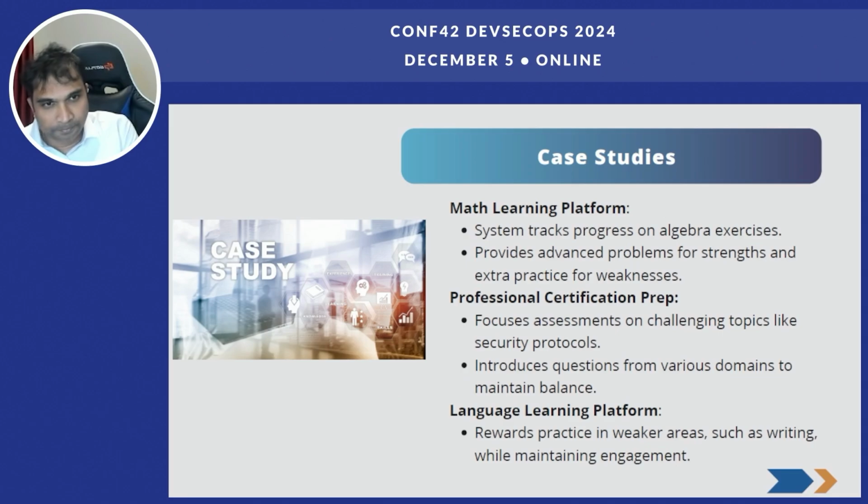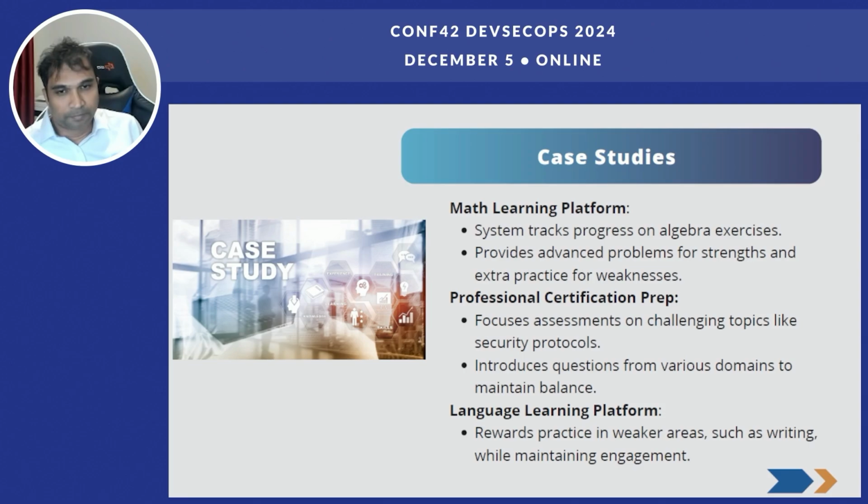Let's move on. I've covered some case studies in here. Reinforcement learning is transforming learning platforms by personalizing the experience across different domains. Some of the examples are like math learning platform. Let's take this as an example. Here, a system tracks the learner's progress in areas like algebra. It provides advanced problems to build on their strengths while offering extra practice in weaker areas to ensure balanced growth.